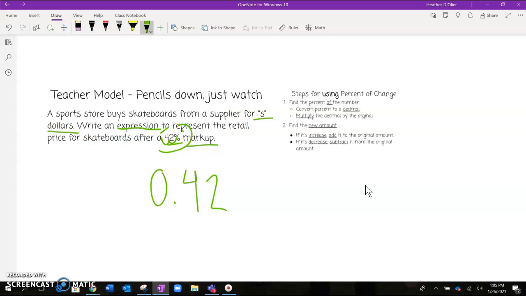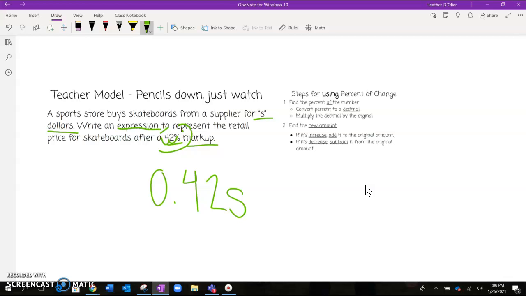Next thing says I need to multiply the decimal by the original. Well, they didn't give me the original. They told me to use the variable s. So to show multiplication with a variable, you get to just put the letter right next to it. So that 0.42s means 0.42 times s, times the cost of the skateboard.